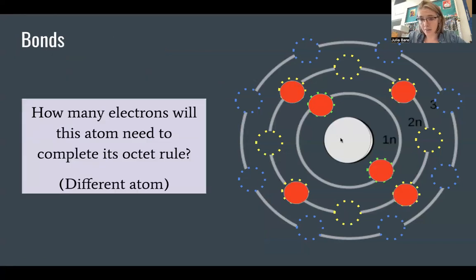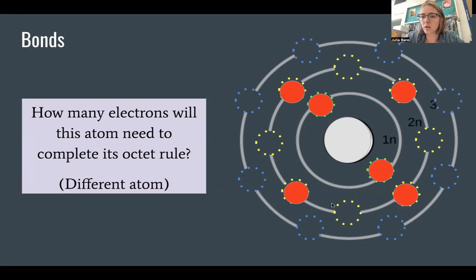So this atom has its first 2 electrons in that first orbital. They are present. It also has 4 electrons in the second orbital. So how many electrons does this atom need to complete its octet rule? Did you figure it out? This atom is going to need 1, 2, 3, 4.